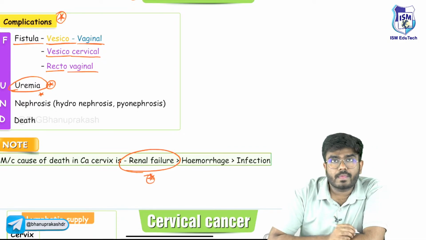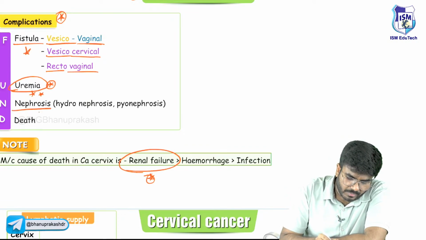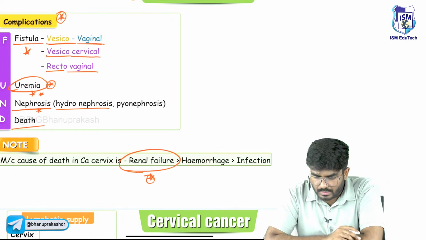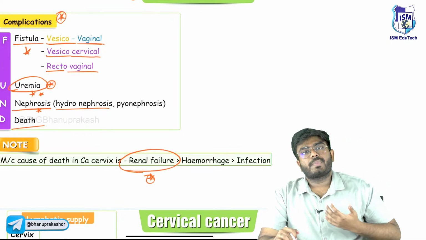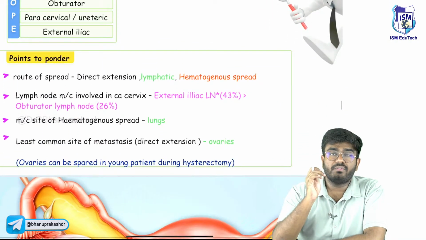Okay, so these are the complications: fistulas can be seen, kidneys can be affected, uremia, hydronephrosis, and death. And what else are the questions which were previously asked? Which lymph nodes are affected? Okay, which lymph nodes are affected?